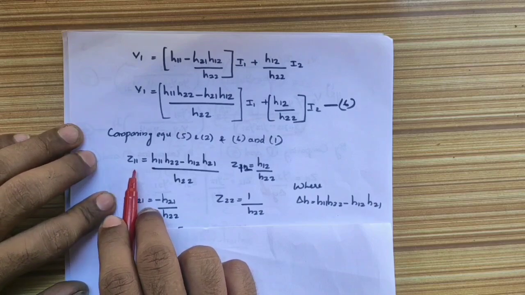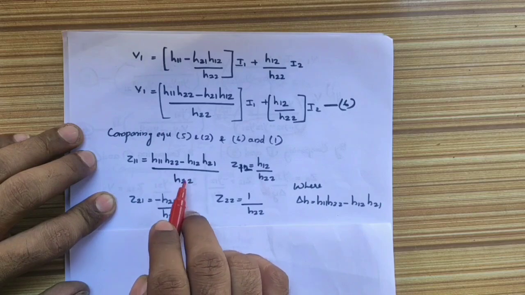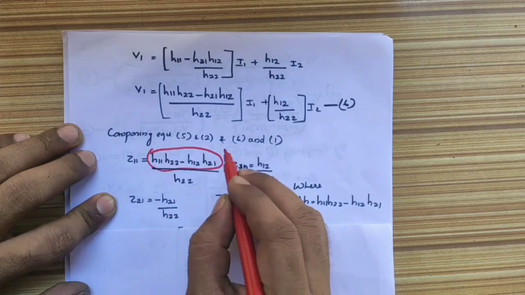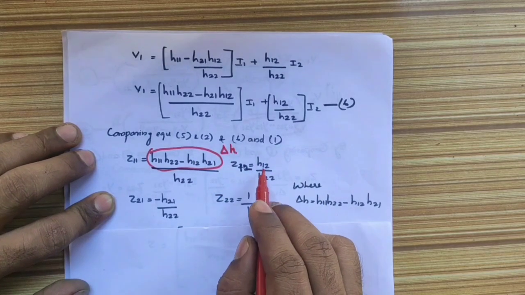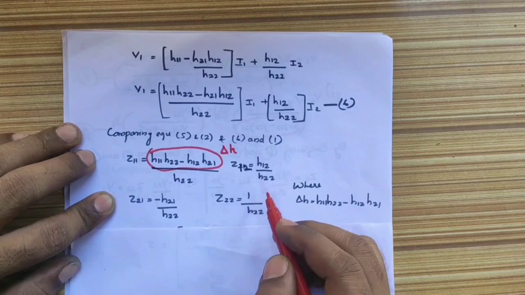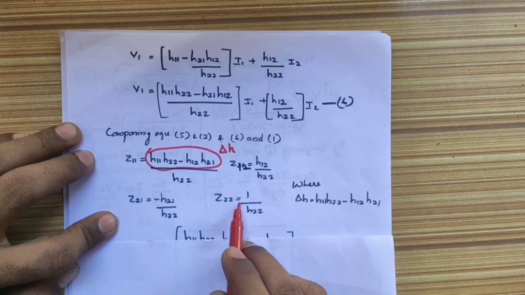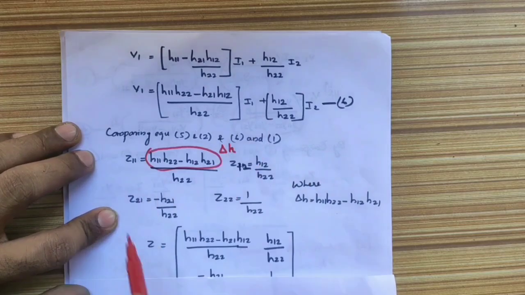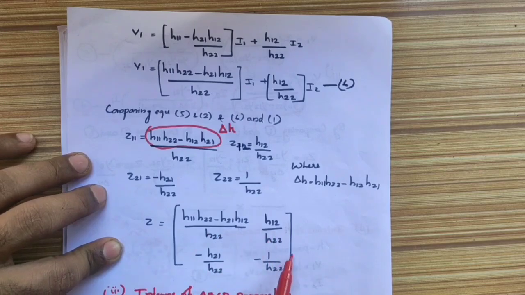They are nothing but Z11 equal to (H11 H22 minus H12 H21) whole divided by H22, where this term can be represented as del H. Z12 equal to H12 divided by H22, Z21 equal to minus H21 divided by H22, and Z22 equal to 1 by H22. I can write these 4 terms as the Z matrix: Z equal to Z11, Z12, Z21, Z22.